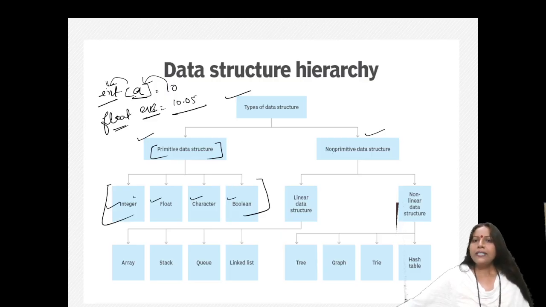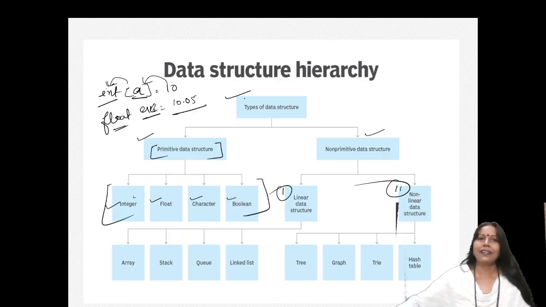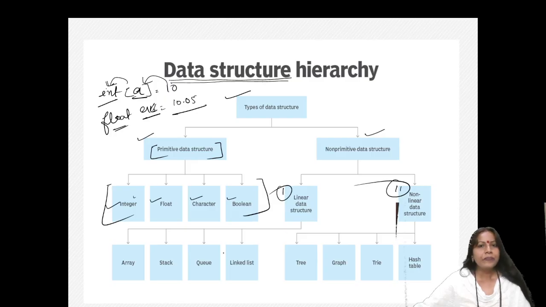Now the second one, non-primitive data structure. This is also divided into two parts. The first one, linear data structure, and the second one, non-linear data structure. This is the syllabus of data structure, where we need to focus on linear and non-linear data structures. पूरे data structure में हम लोगों को पढ़ना क्या है? Array, stack, queue, linked list, tree, graph, like this.